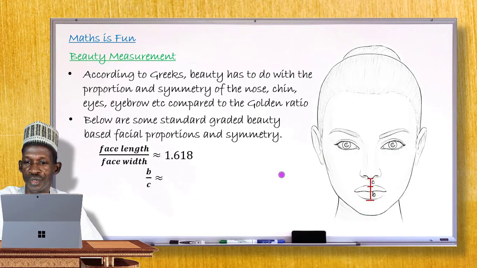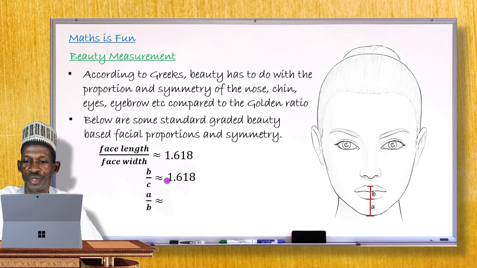Similarly, another ratio is the distance from the end of the nostril to the beginning of the mouth compared to the height of the two lips. That is denoted by letter C, and this distance is denoted by letter B. So if you divide the height of the two lips by the distance from the end of the nose to the beginning of the mouth, this ratio is also expected to be very close to 1.618 for the most perfect or most beautiful face.